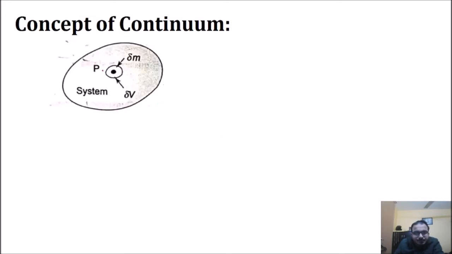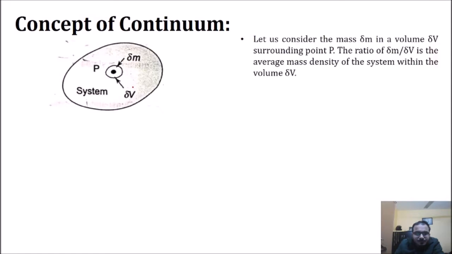So here we will consider a system like this, and for this whole system we will focus on this small portion which is having mass as del m, and it is occupied in the volume del V. So let us consider the mass of del m in volume dV surrounding at point P.